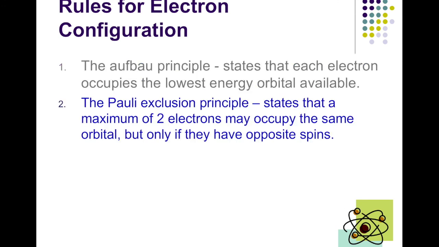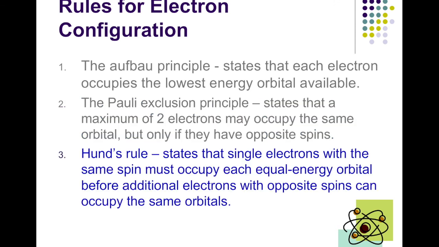That moves on into Pauli's exclusion principle. Pauli described that a maximum of 2 electrons may occupy the same orbital, but they can only do this if they have opposite spins. Sometimes you're going to hear an up spin and a down spin, so an up arrow and a down arrow. This is something you're going to work on in the activity for tomorrow in class on electron configurations, and how they are connected.